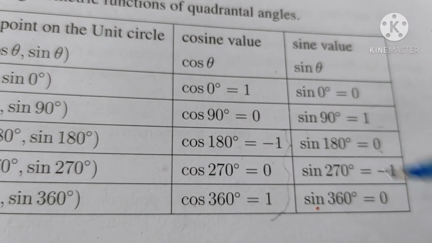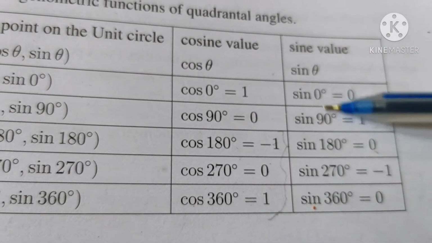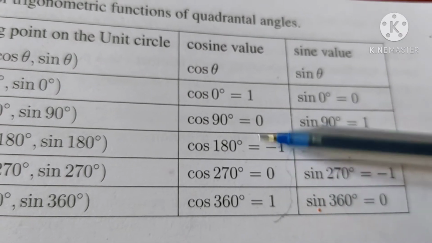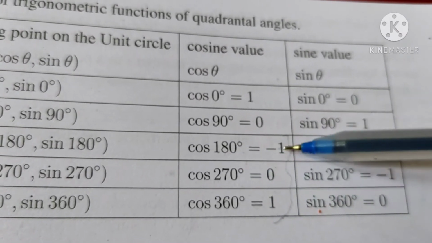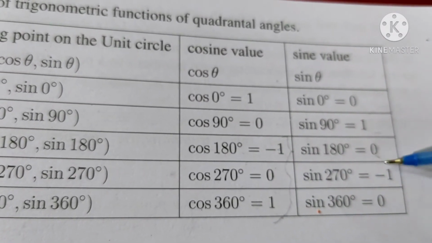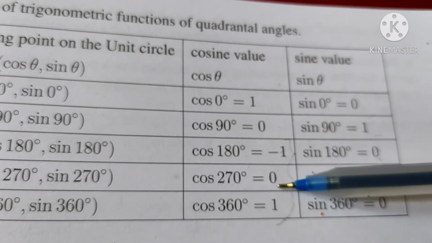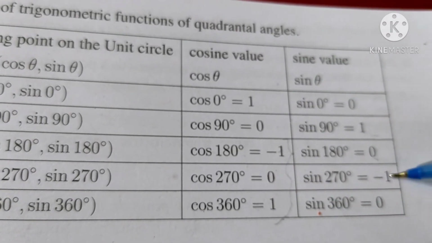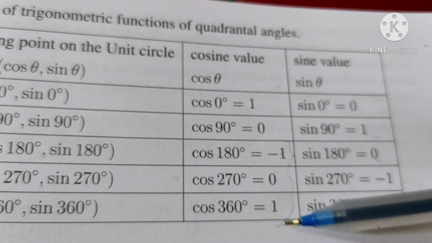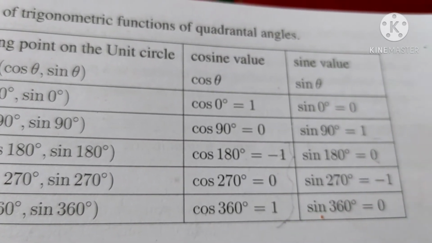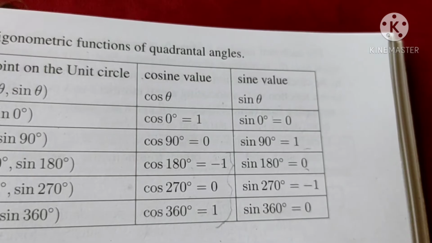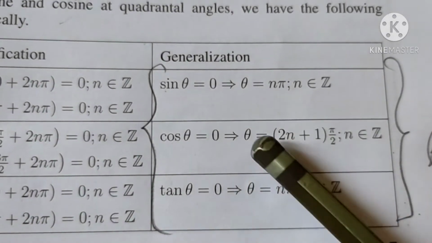Already you studied in your earlier classes the values for degrees 0 to 90. Now cos 180 degree is minus 1 and sin 180 degree is 0. Cos 270 degree is 0 and sin 270 degree is minus 1. Cos 360 degree is 1 and sin 360 degree is 0. Listen to the generalization of these formulas.